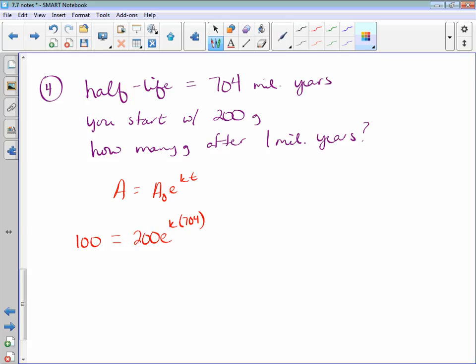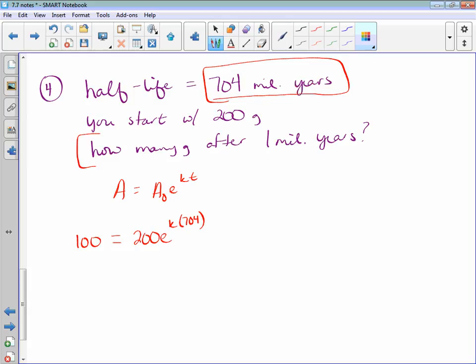Wait, why would you only put 704? Because our thing is in 100. We are not dealing with that yet. We are finding K first. You have to know K before you can figure out how many grams are left after a million years. We know that after 704 million years, half of whatever we started with is gone. So if I had put 1,000 right here, what would be over here?